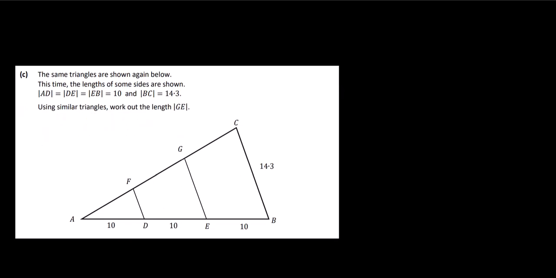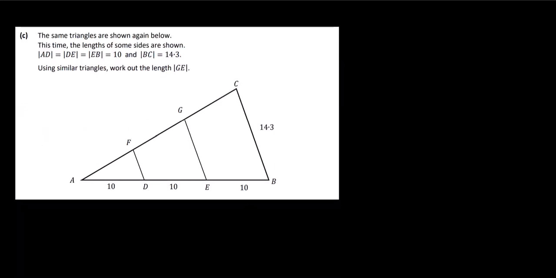Okay, let's look at the next question. The same triangles are shown again below. This time the lengths of some of the sides are shown. We're told that AD, DE and EB are all 10, BC is 14.3. Using similar triangles, work out the length GE. So what we're going to do here is use similar triangles. We're going to look at this triangle here, and we're going to look at the big triangle here.